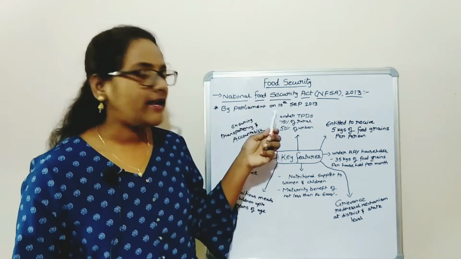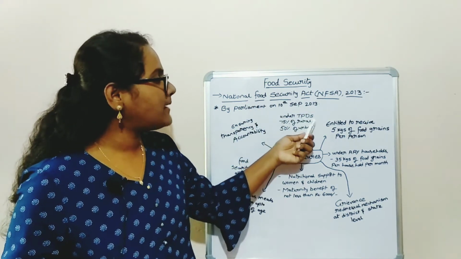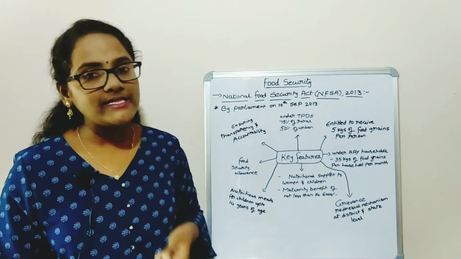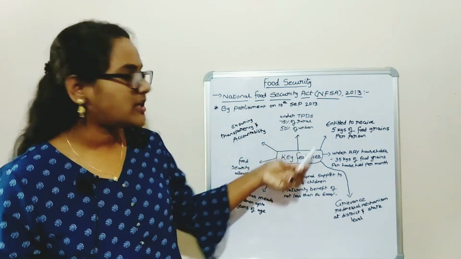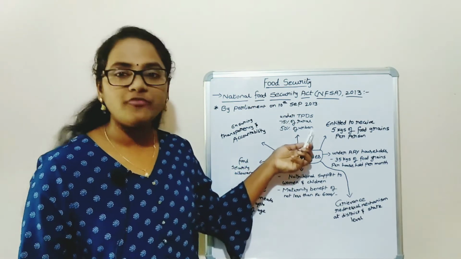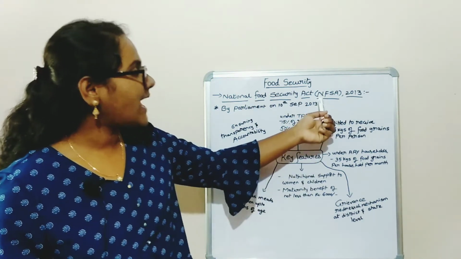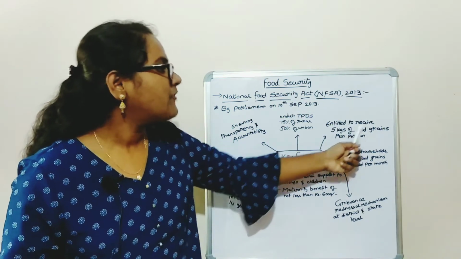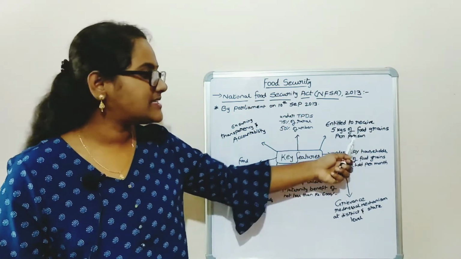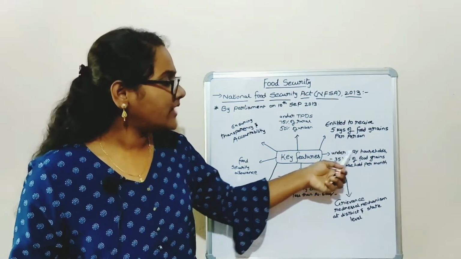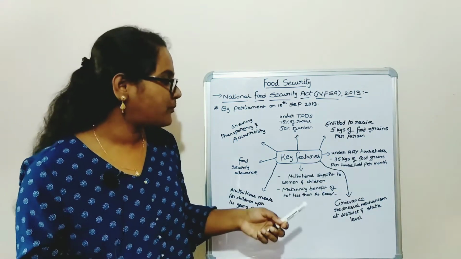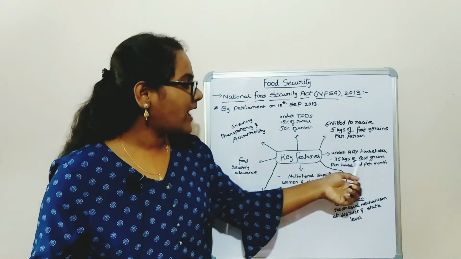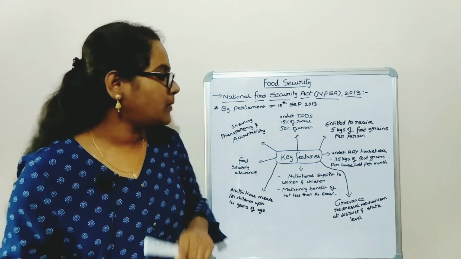So, the first one is under the targeted public distribution system, there is a coverage of up to 75% of the rural population and 50% of the urban population, and this act also entitles them to receive 5 kg of food grains per person. And under Antyodaya Anna Yojana, households, which constitute the poorest of the poor, will receive 35 kg of food grains per household per month.